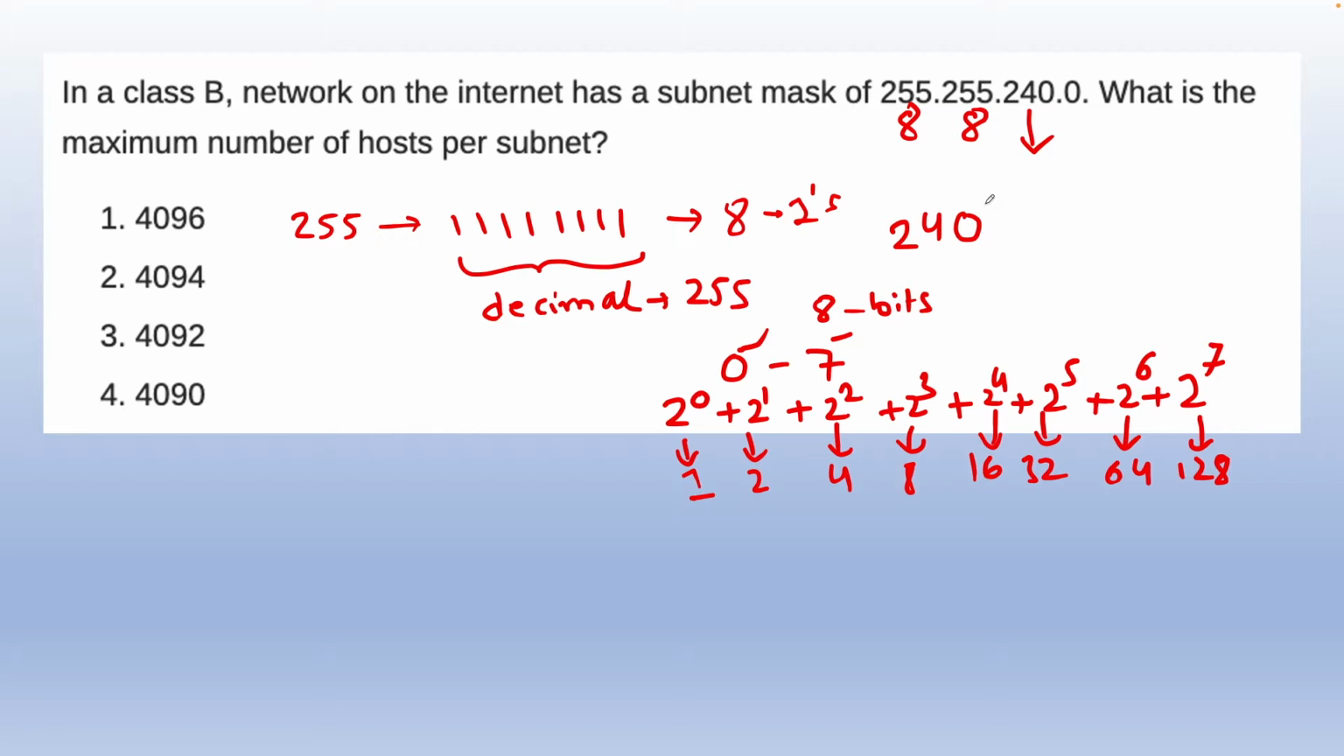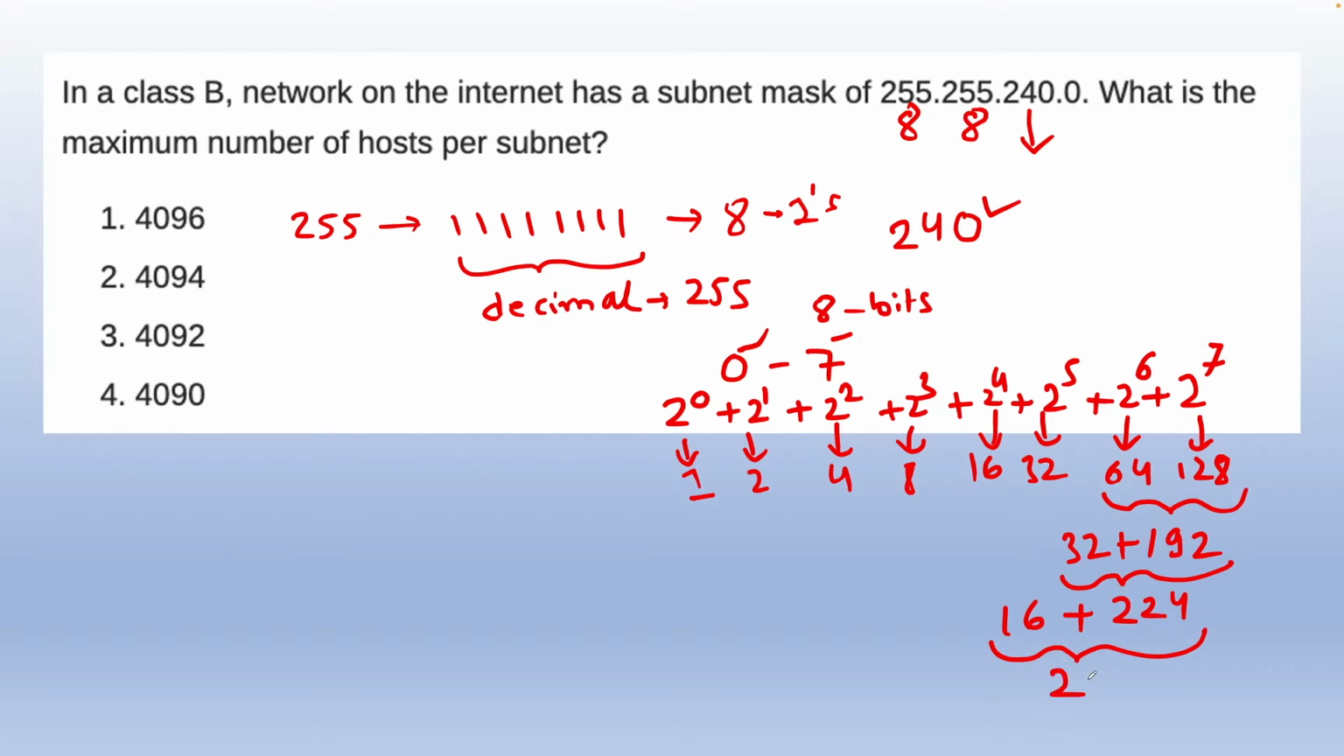Now how can I make 240 out of these combinations? First you add these two, and you will get 192. When 32 is added with 192, you will get 224. When you add 16 with 224, you will get 240. So how many bits did it require to get to 240? This one, this one, this one, and this one. So 4 bits are required to reach 240.